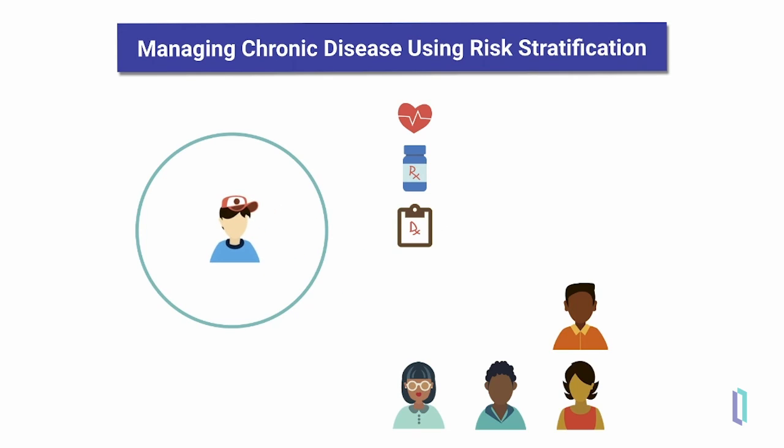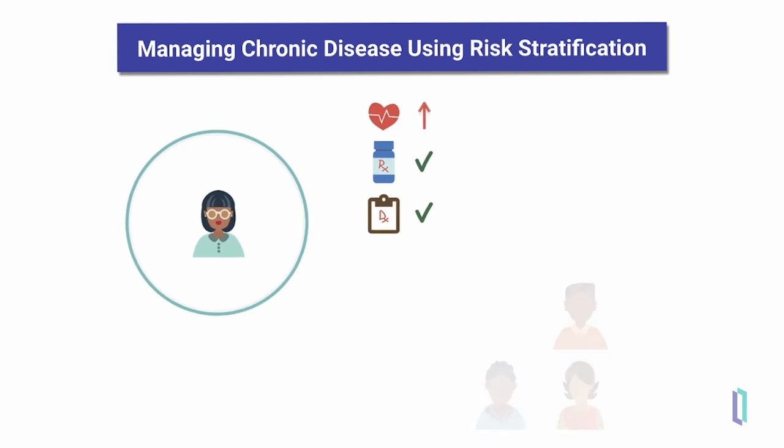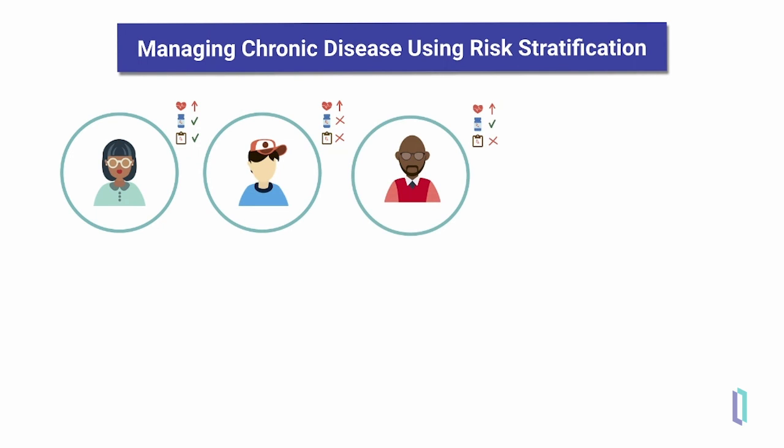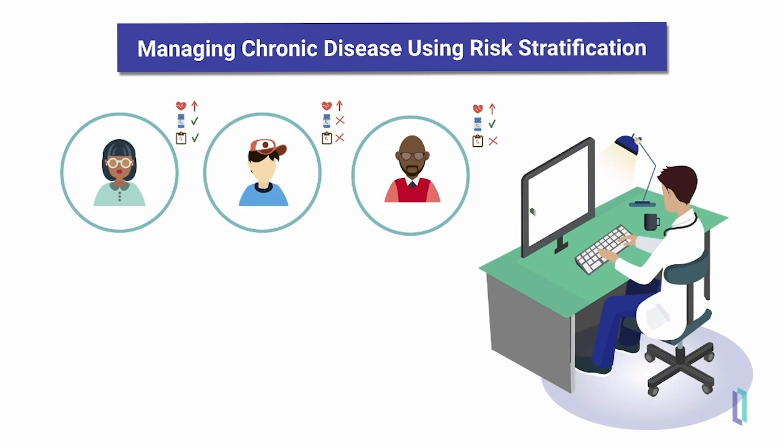Another group will include patients with elevated blood pressure who have no prescribed medication and no diagnosis of hypertension. Finally, a third group will include patients with elevated blood pressure who are currently taking prescribed medication and have a diagnosis of hypertension. With these three groups determined, the care coordinator can take appropriate action to ensure timely and correct care for all patients involved.